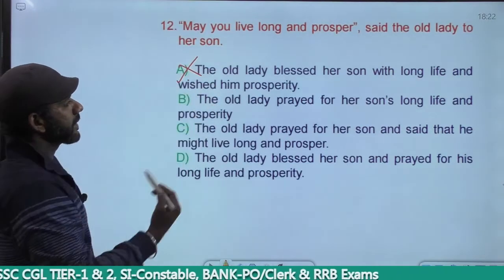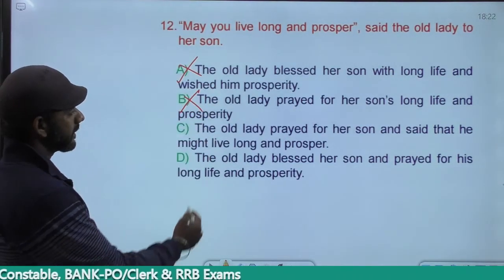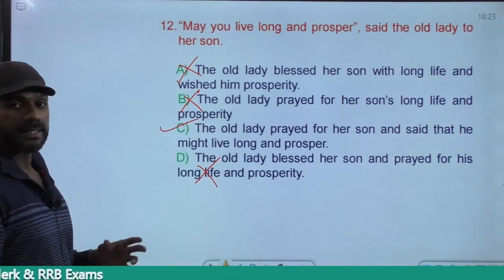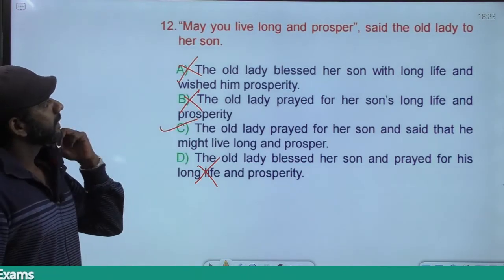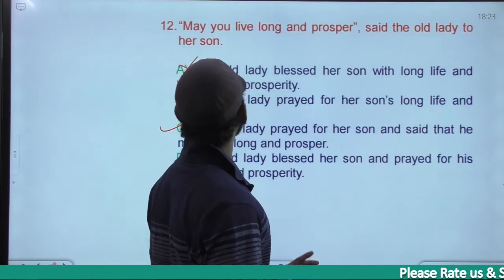Based on that, A is eliminated, might is not there. B is eliminated, might is not there. D is eliminated, might is not there. The answer must be option C. We will discuss all the options. The question is, may you live long and prosper, said the old lady to her son.